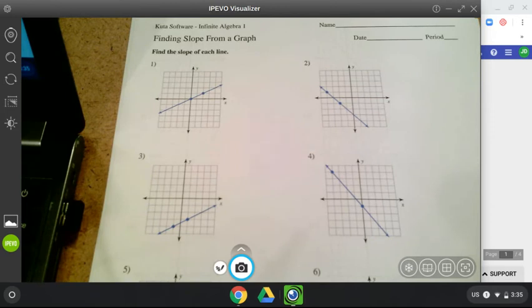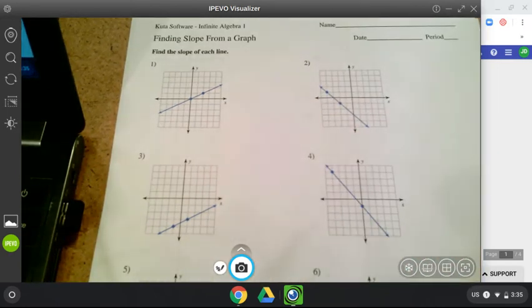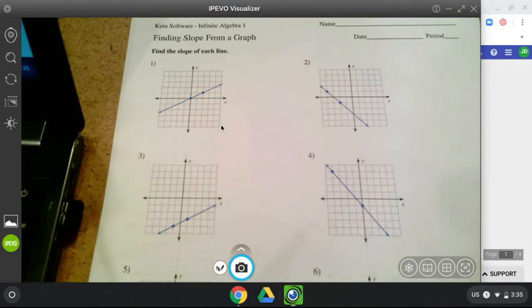First of all, anything that has this kind of a slant to it, like these first four, 1, 2, 3, 4, where they're not straight vertical up and down, or straight horizontal, which is left to right, these are all going to have a slope because they all have a certain amount of steepness.